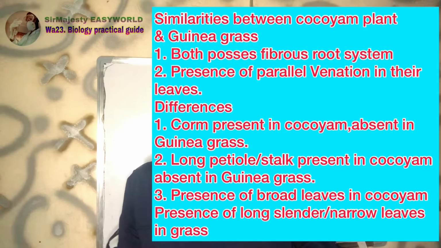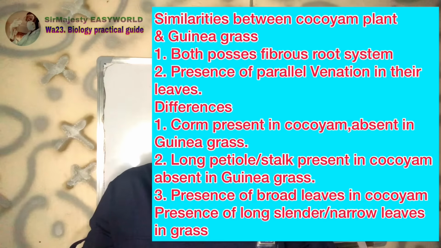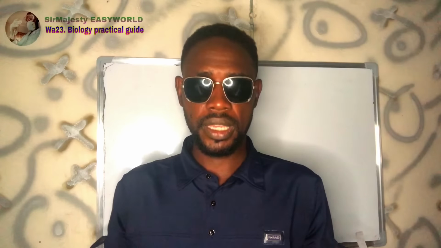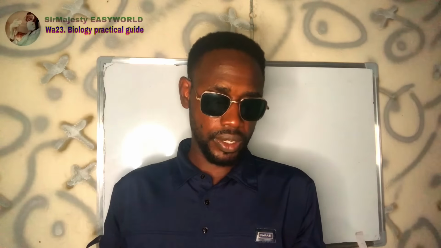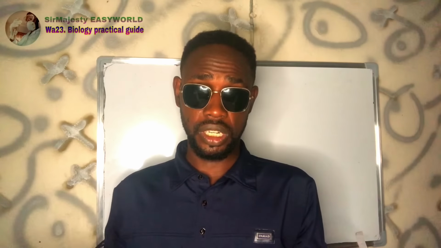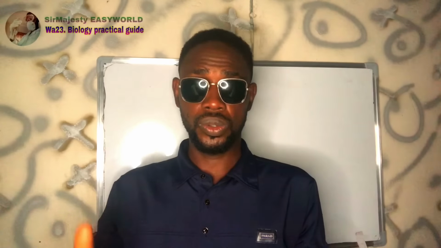The cocoyam has an underground stem called a corm, which is another specimen, which is that corm, an underground vertical stem, as opposed to an underground horizontal stem called a rhizome. But corm is absent in the panicum plant, but present in the cocoyam. In other words, there is no underground stem in the panicum plant, but both of them are monocotyledons. They both have fibrous root systems. For similarities, presence of fibrous root system in the panicum and in the cocoyam.